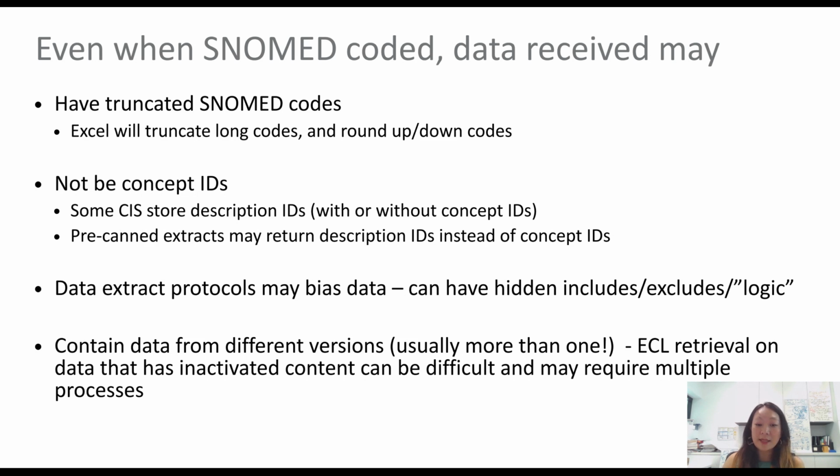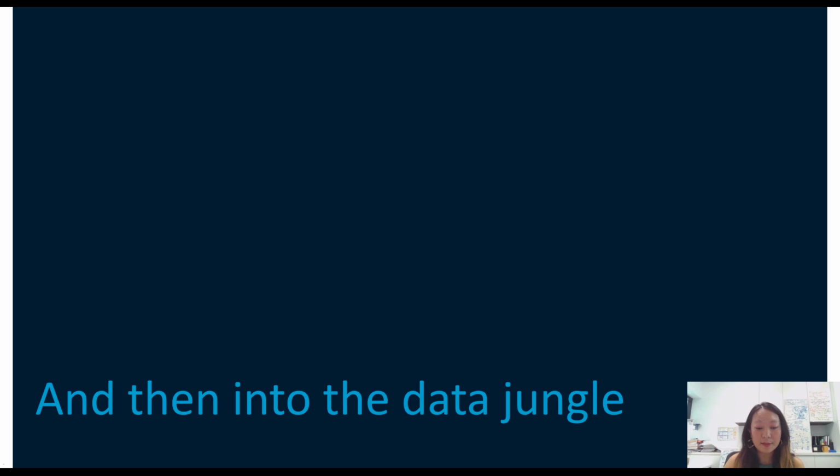You also need to think about data extract protocols that may contain bias within them. They may have hidden includes or excludes or logic built in. And then finally, sometimes the data you receive may contain codes from different versions or multiple versions. And ECL retrieval on data that has inactivated content can be difficult and may require multiple processes.